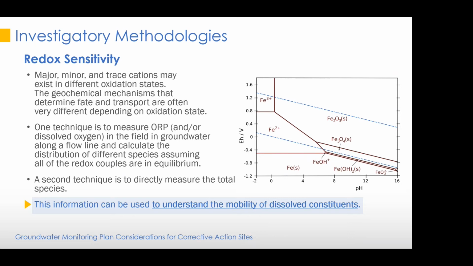And so you can measure the ORP in the field, which is not on the Appendix 3 or 4 list, and then you can look and see what oxidation states your redox sensitive diagrams show. There are many, many of these diagrams for molybdenum, for arsenic, and so on. And you can determine what different species ought to be predominant. And then from that, by knowing the fate and transport parameters of those certain species, you can make deductions about where they likely came from and where they're likely going to go. So this is what we call understanding the mobility of the dissolved constituents and how strongly it's affected by oxidation reduction potential.